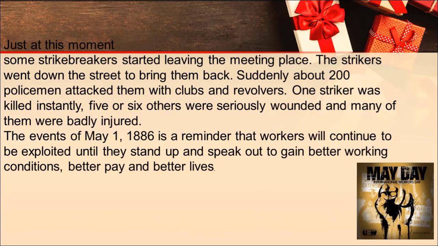Just at this moment, some strikers started leaving the meeting place. The strikers went down the street to bring them back. Suddenly, about 200 policemen attacked them with clubs and revolvers. One striker was killed instantly, 5 or 6 others were seriously wounded, and many of them were badly injured. The event of May 1st, 1886 is a reminder that workers will continue to be exploited until they stand up and speak out to gain better working conditions, better pay and better lives.